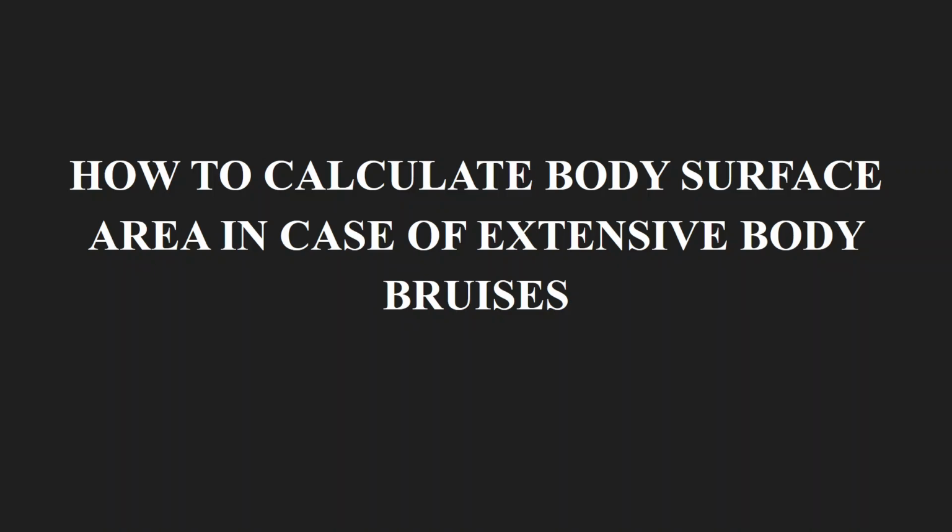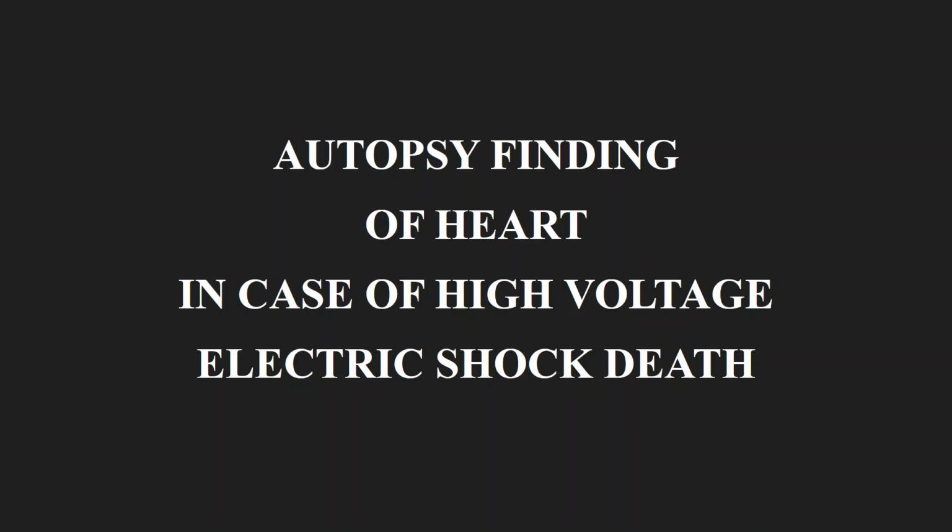How to calculate the body surface area in case of extensive body bruises? What is the cyanide antidote package? Autopsy findings of heart in case of high voltage electric shock death. What is commotio cordis? What is subjective and objective identification? What are their differences? What is hatter shakes?